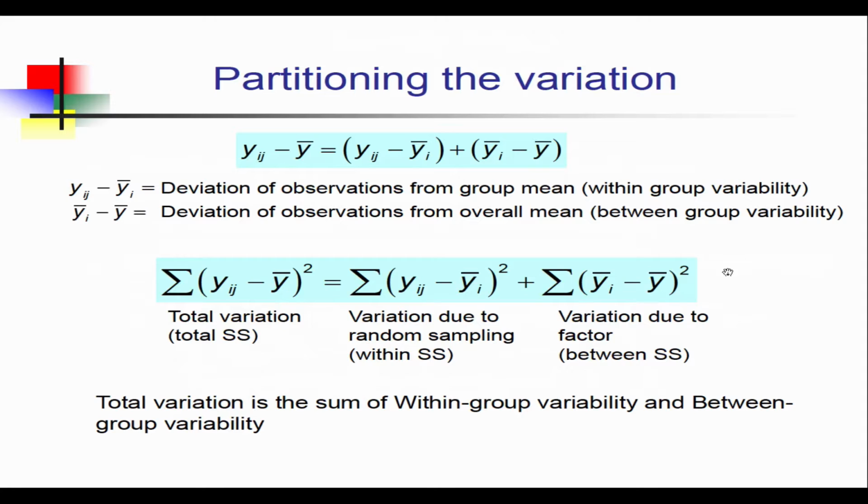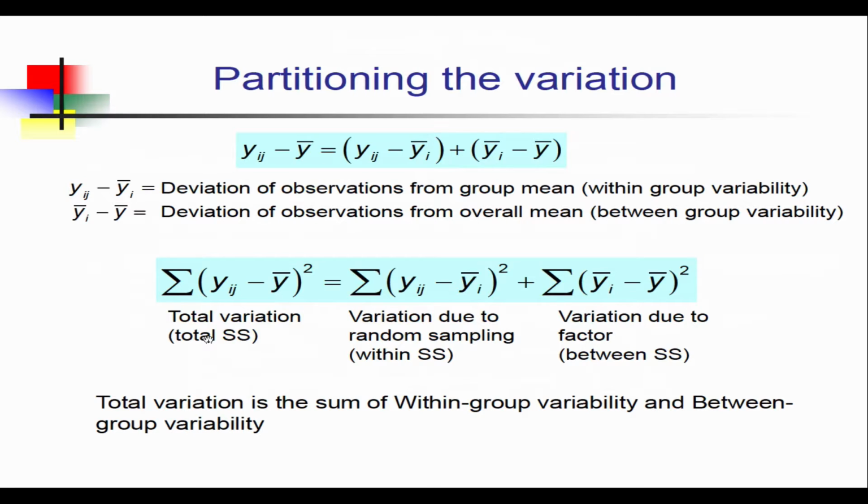This quantity captures the variation due to the cross group. Using each group mean minus the overall mean, we square it, then take the summation. This captures the variation due to the group, due to the factor. We call it the between sum of squares, the between group variation.